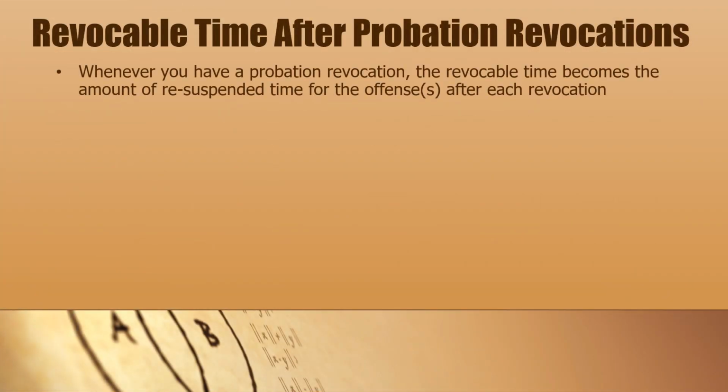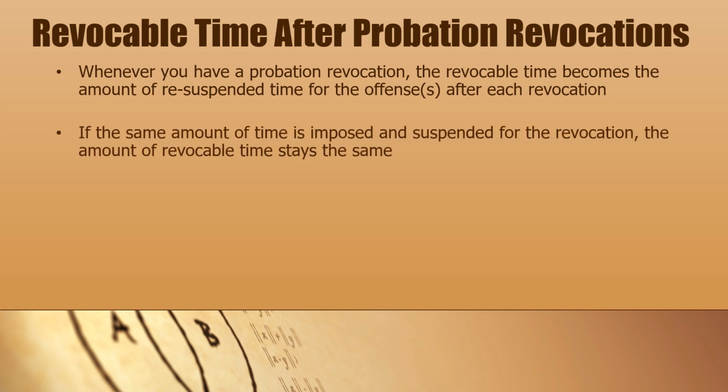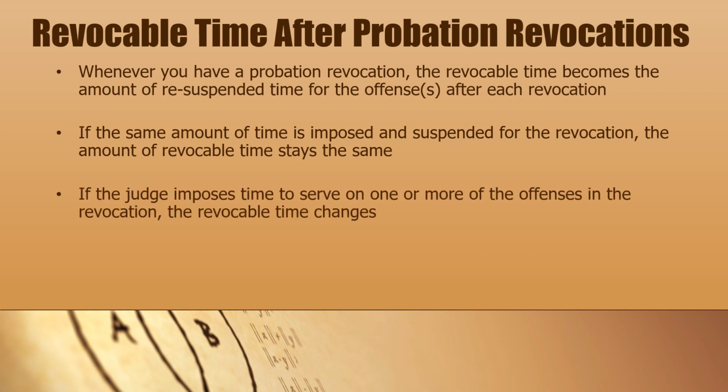Whenever you have a probation revocation, the revocable time becomes the amount of resuspended time for the offense or offenses after each revocation hearing. If the same amount of time is imposed and suspended for the revocation, the amount of revocable time stays the same. However, if the judge imposes any time to serve on one or more of the offenses in the revocation event, the total revocable time will change.